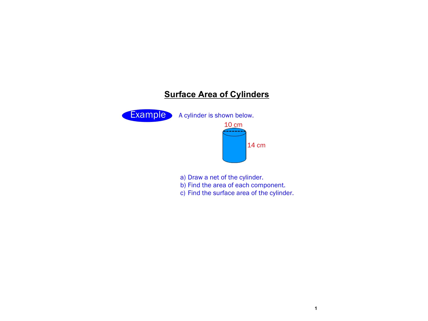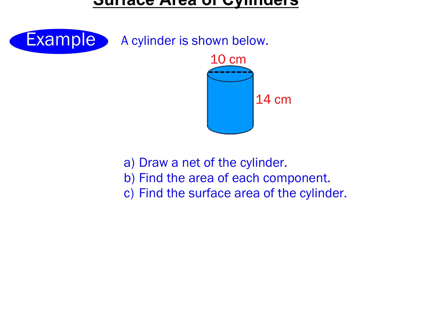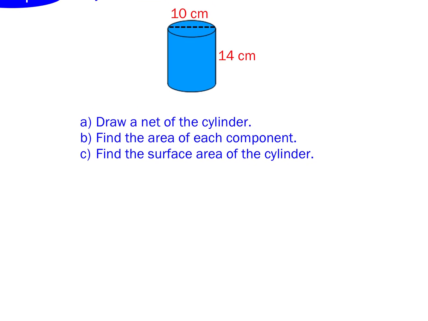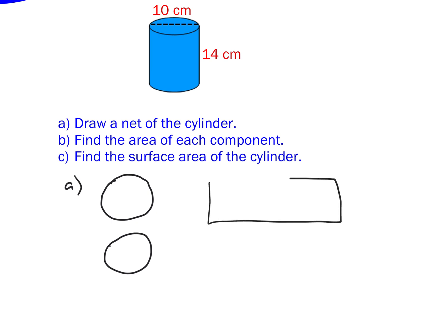All right, today's lesson is all about the surface area of a cylinder. Here's a cylinder. It has a diameter of 10 centimeters and a height of 14 centimeters. If you were to flatten this out into a two-dimensional object, you would get the top, which is a circle, the bottom, which is a circle, and the curved part of the cylinder flattens out and gives you a rectangle.